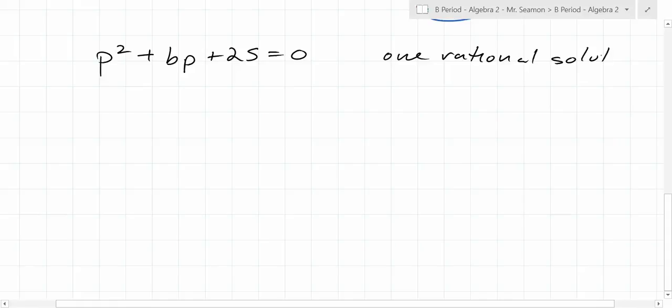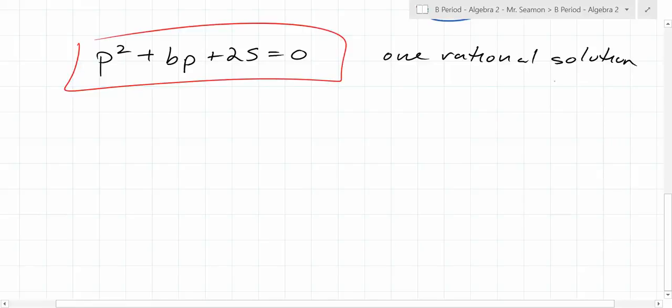solution. So in this equation right here, what's the variable? P is the variable. Depending on what b is, it changes the number of solutions. How many solutions can a quadratic equation have? How many can it have? It could have 2 real solutions. What else could it have? You have 2 imaginary solutions, right?